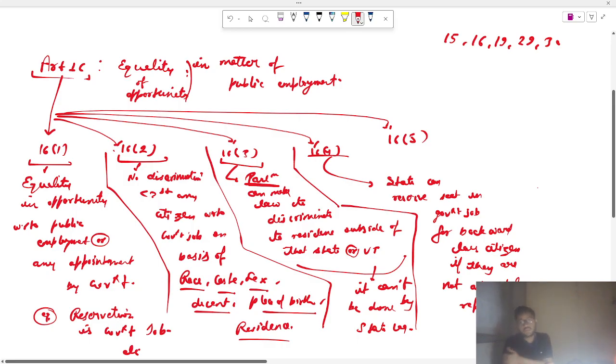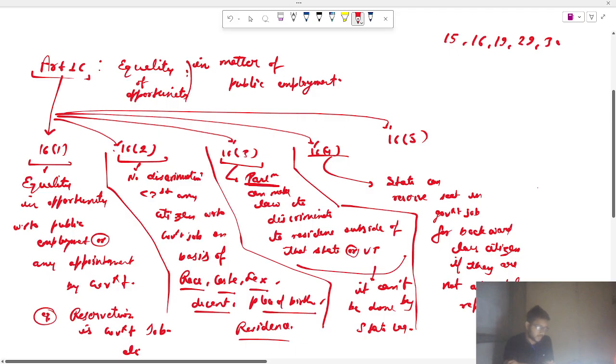Basically, the state can positively discriminate on the basis of backwardness of citizens to ensure that they also get seats in government jobs. So I have discussed all of Article 16 Clauses 1, 2, 3 and 4. Clause 3 includes the exception to Article 16.2. Article 16.2 says no discrimination against any citizen on the basis of caste, sex, religion, descent, birthplace, and residence. But Article 16 Clause 3 says parliament by law can discriminate against residents outside of that state in government jobs. And Article 16.4 says the state can reserve seats for backward citizens if they are not adequately represented in government jobs.